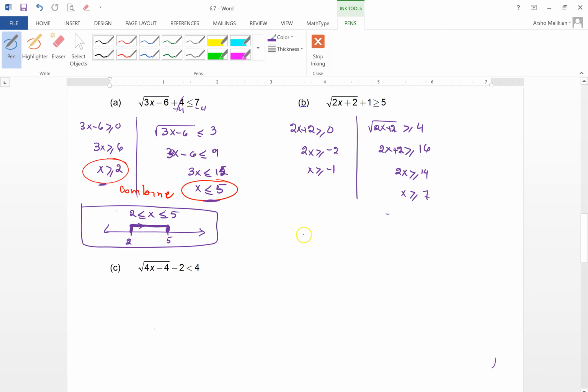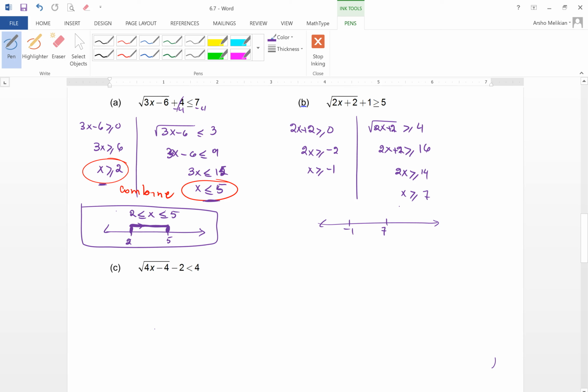All right, so look at what this is telling us. On the one hand, it's saying x has to be greater than or equal to minus 1. And now this is telling me, no, it has to be greater than or equal to 7, right? You have to take the one that is least inclusive, the one that is more precise. So you have to take the 7, not the negative 1.